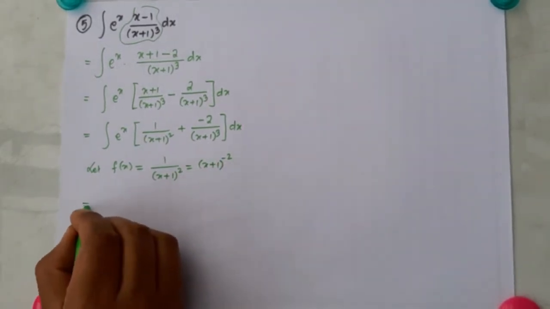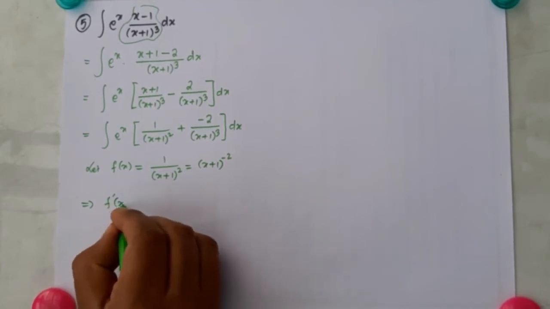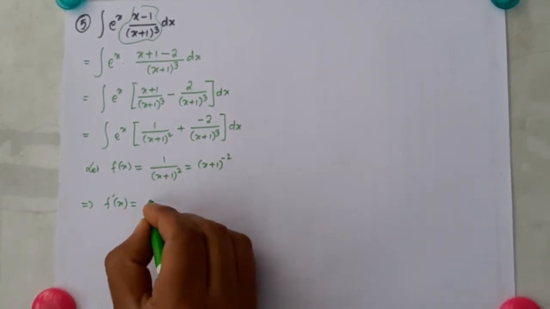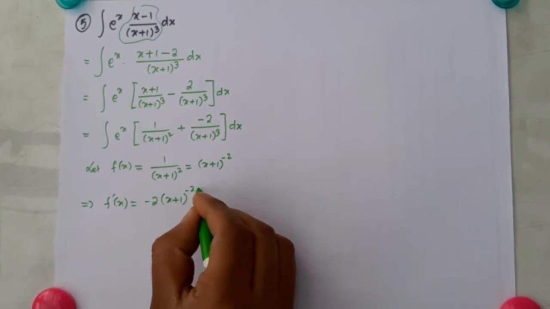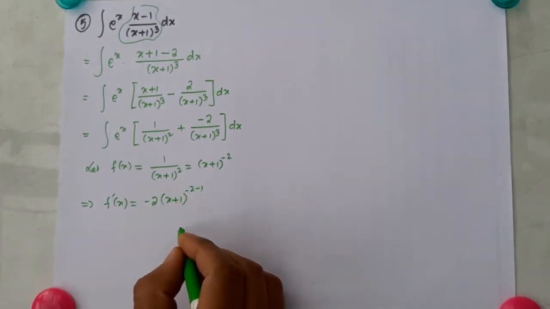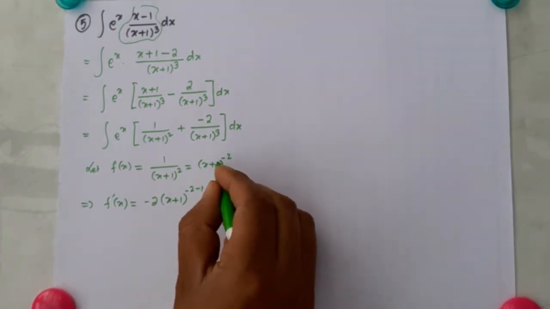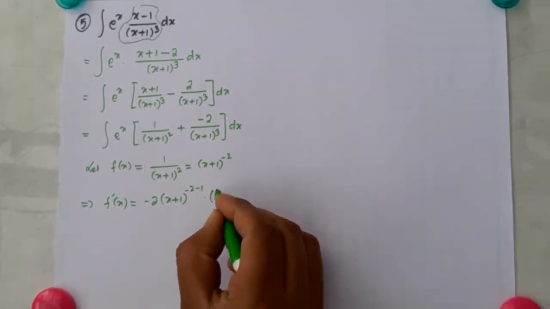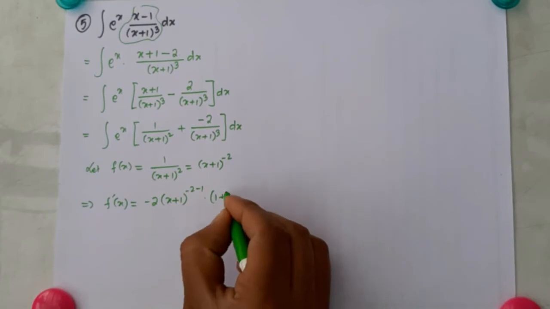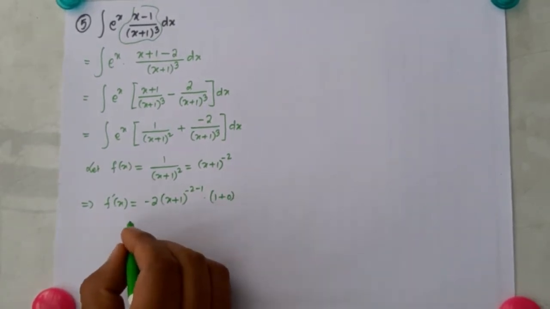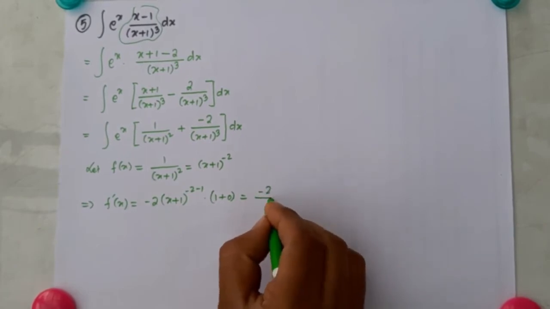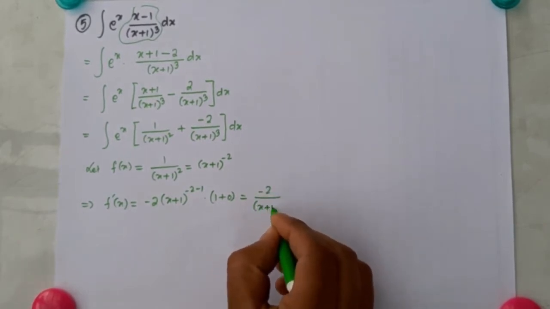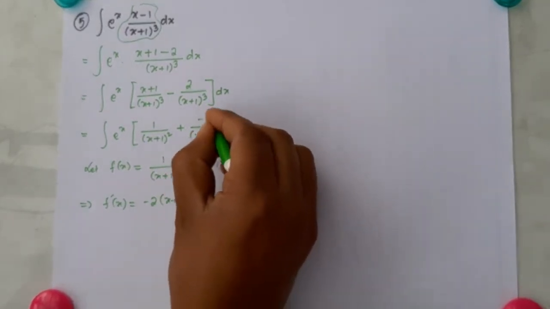So from here differentiate, so you get f dash of x equals, for the power it becomes minus 2 times x plus 1 to the power minus 2 minus 1. As per the chain rule we need to differentiate the inner part also. This becomes 1 and the differentiation of 1 is 0. Now how much is this? So this turns out to be exactly minus 2 by x plus 1 whole cube, isn't it? Now is this equal to f dash?